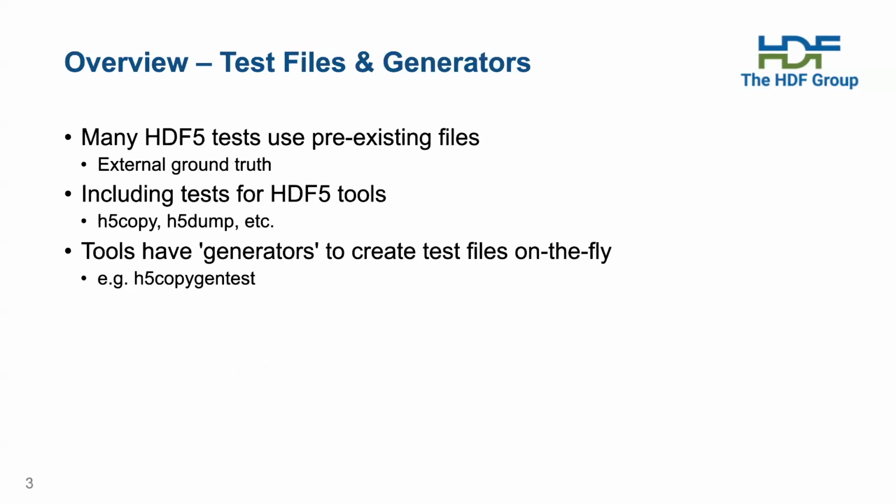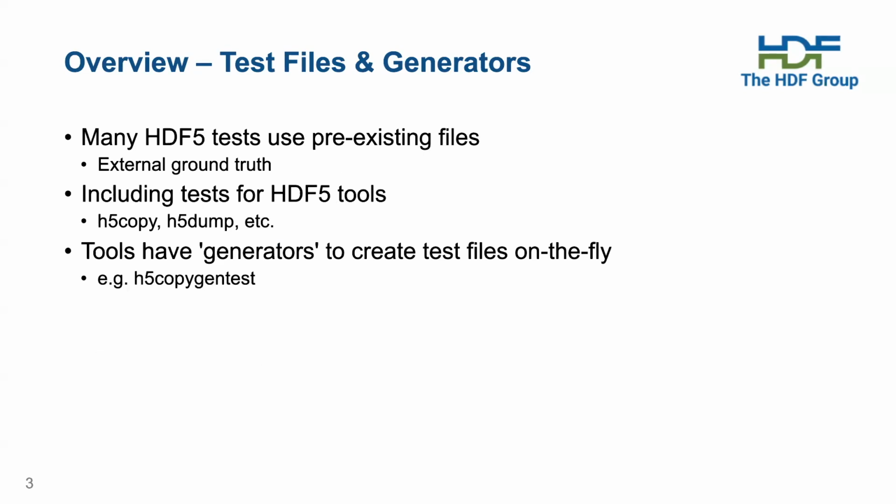All right, so just as some context, many HDF5 tests use pre-existing files that are stored in the repo. The reason that we do this, instead of just generating every single test file on the fly, is that it serves as a source of external ground truth. So that certain kinds of potential bugs within the library don't erroneously think they're making good files when they're actually producing something messed up, and then they don't check it right. That's just kind of a sanity check.